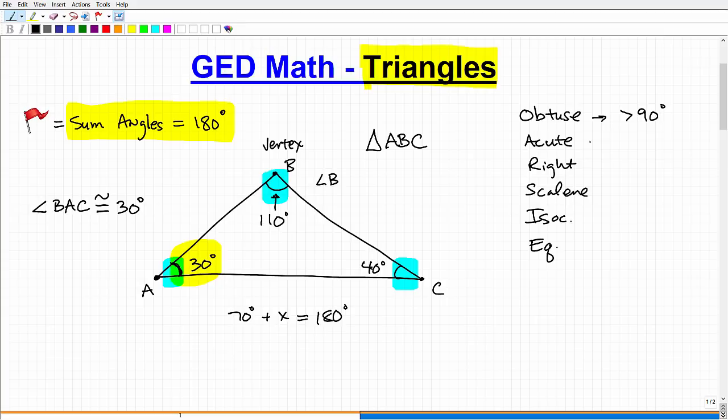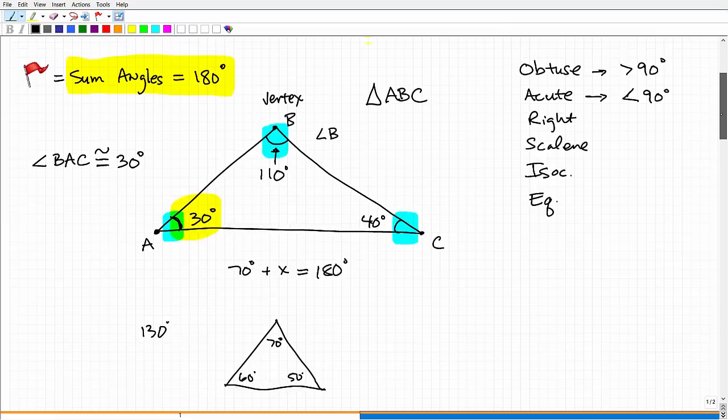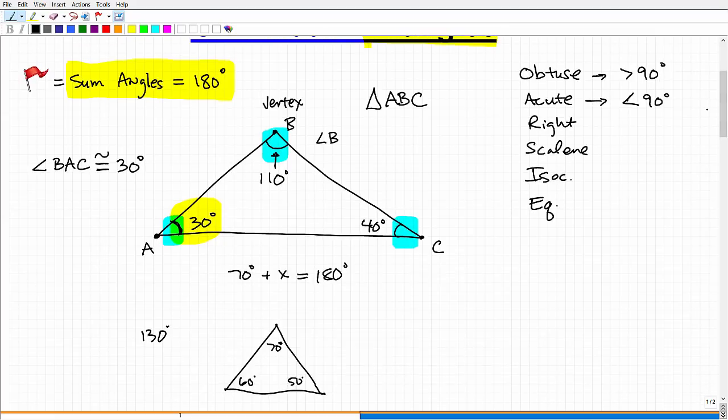Now, an acute triangle is one where all of the angles are less than 90 degrees. Let's make up an example. Let's say 70 here, and say 60 here. That gives us 130, right? Oops, let me draw that a little better. So 60 and 70 would be 130 degrees, so this angle down here would have to be 50 degrees. All these angles are less than 90. That type of triangle we would refer to as acute.